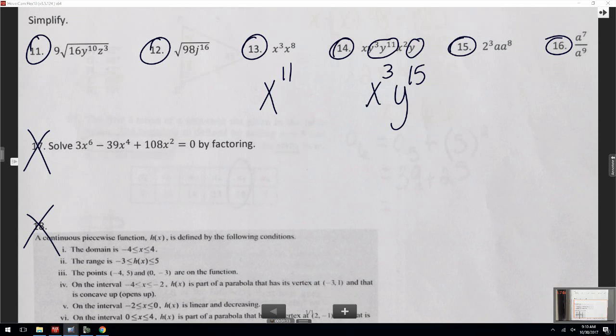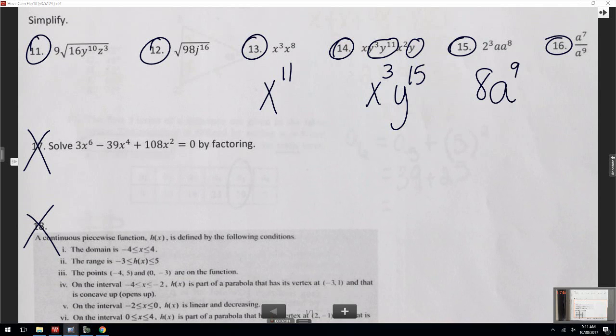What about number 15? You have 2 to the third. How do you do 2 to the third? There you go, very good. What's 2 times 2? 4. And then times 2 would be 8. All right, but when you multiply the bases for the a's, you add those exponents. So you would get a to the... There you go. Very good.